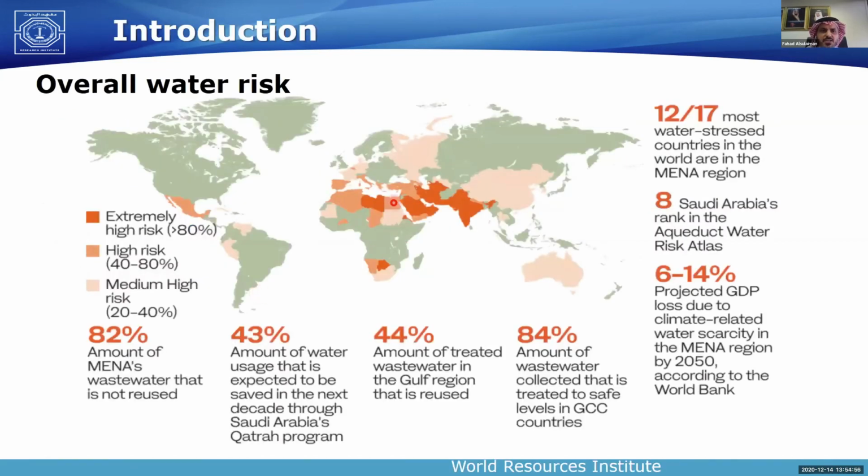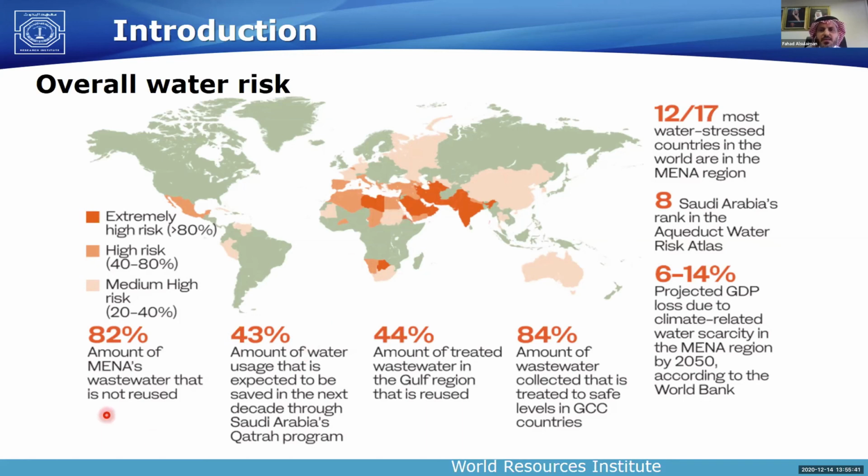So just to take a general look at the status worldwide, as you can see, many countries, including Saudi Arabia, are considered at extremely high risk of water shortage or stress in general. And there are other countries which have some stress, mainly in the MENA region. You can read the number here, around 12 out of 17 most water-stressed countries in the world are in the MENA region. So we really need a critical solution for desalinated or drinkable water for our countries.